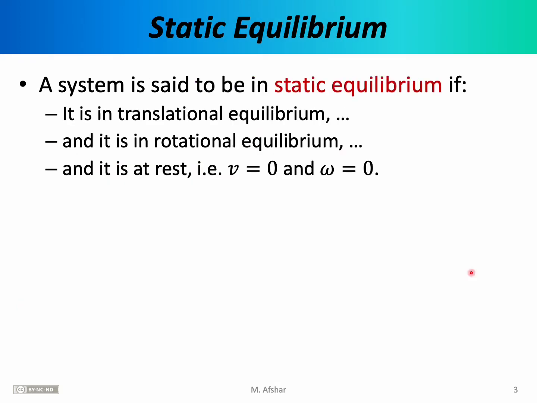A third type of equilibrium is static equilibrium. For us, this is the most important kind of equilibrium. A system is said to be in static equilibrium if it is in translational equilibrium, and it is in rotational equilibrium, and it is at rest. So static equilibrium is essentially everything that we discussed on the previous slide, and furthermore, the object must be at rest. In other words, the velocity of the system must be zero, both its linear velocity and angular velocity.